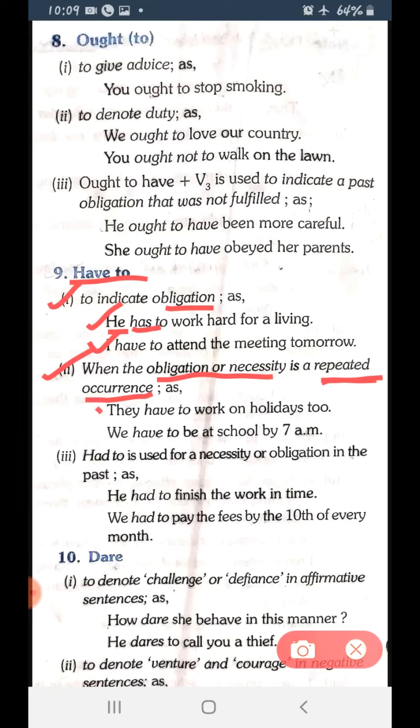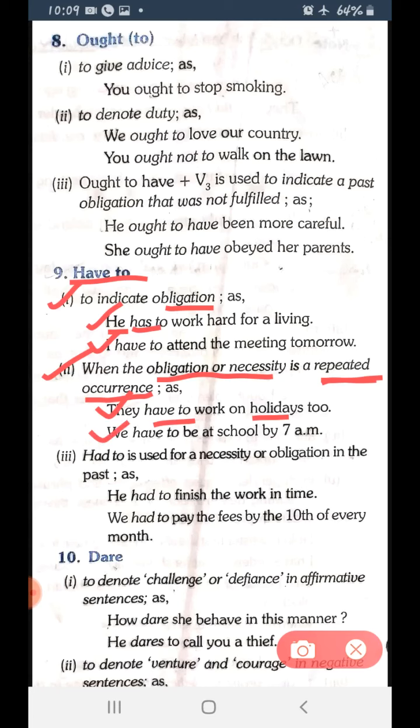Example, do you have to work on holidays too? So we get many holidays in a year, okay. So here this sentence means that they have to work on holidays too. That means they are getting many holidays, but even on those holidays they had to work. Okay, so here this action, that means the working action, is in a repeated form. So we use the modal have to. They have to work on holidays too.